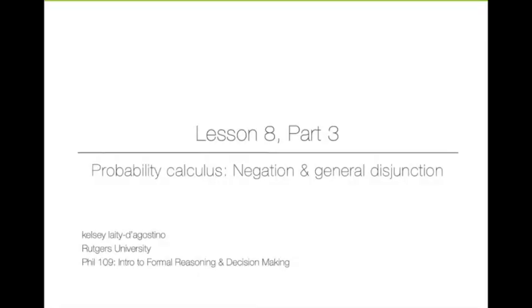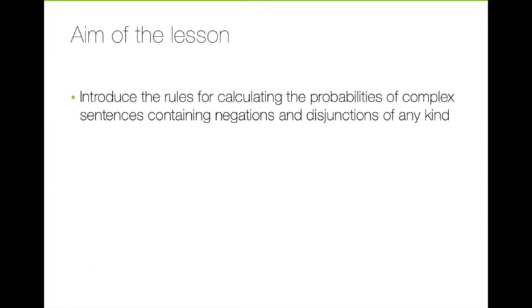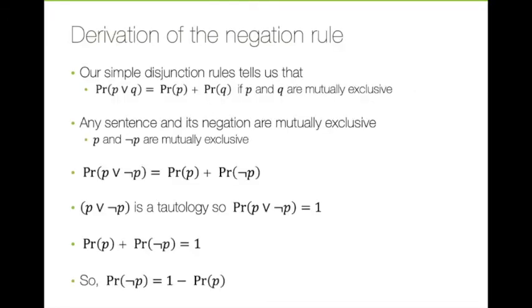The last part of this lesson will cover 2 additional rules. So our goal is just going to be to focus on those. We want to calculate the probabilities of complex sentences that contain negations and ones that contain any kind of disjunction, not just ones that meet our condition of mutual exclusivity. Both of the rules we're going to cover today can actually be derived from the previous rules we've covered.